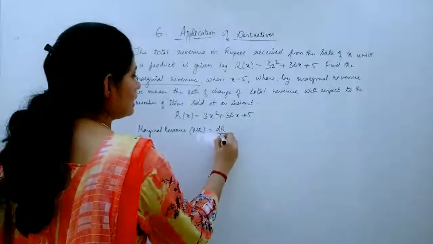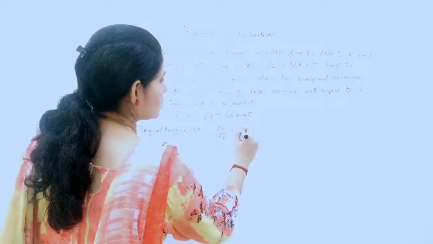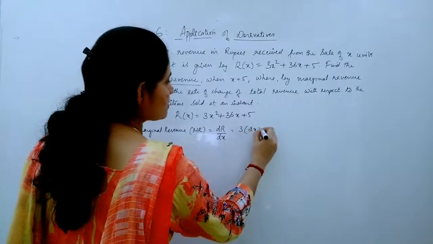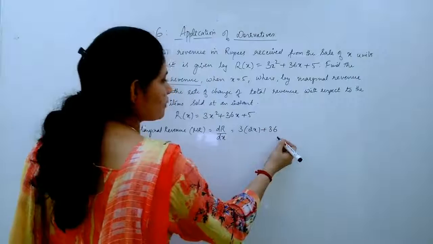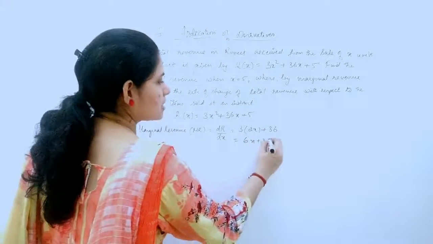dr by dx. Okay, so from R of x, just differentiate this: you will get 3 into the derivative of x square, which is 2x, plus 36 into the derivative of x, which is 1, and the derivative of 5 is 0. So you are getting 6x plus 36.